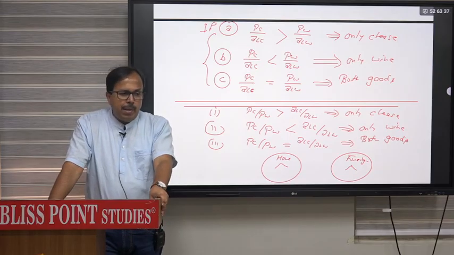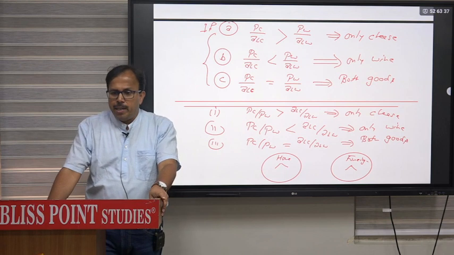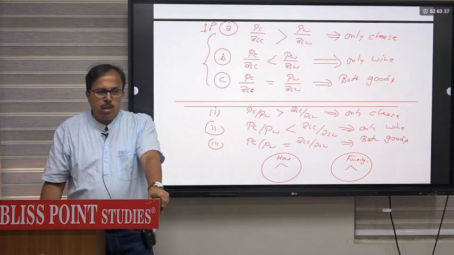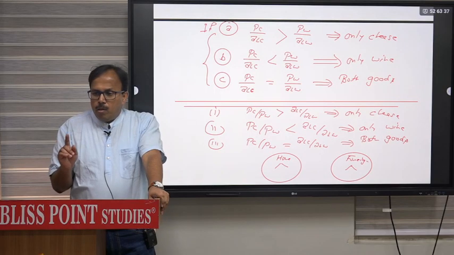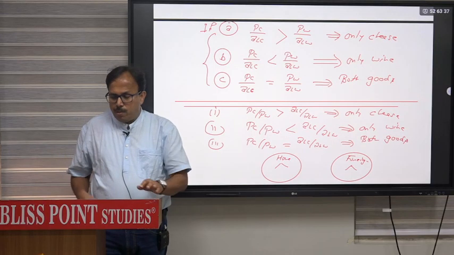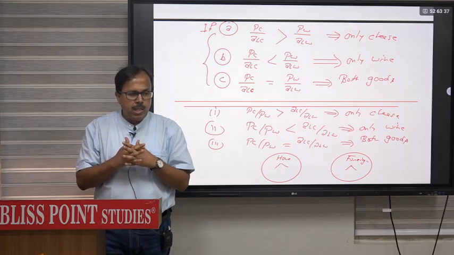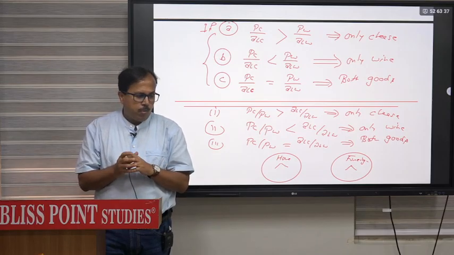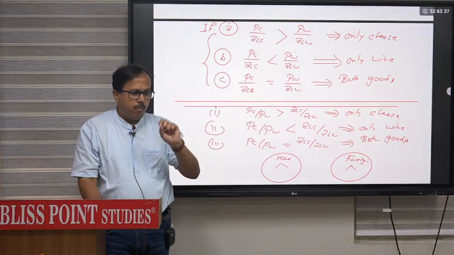Economy can produce both the goods only if PC by PW is equal to ALC by ALW. Okay, so we have written all three possibilities in that paragraph.